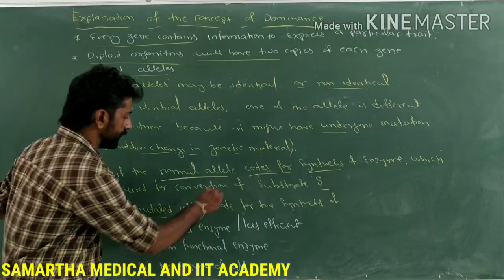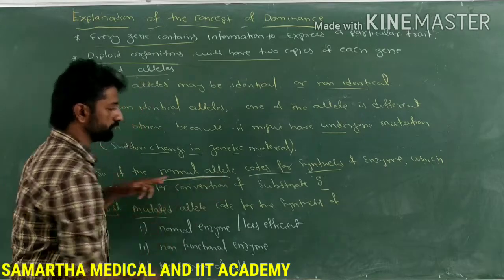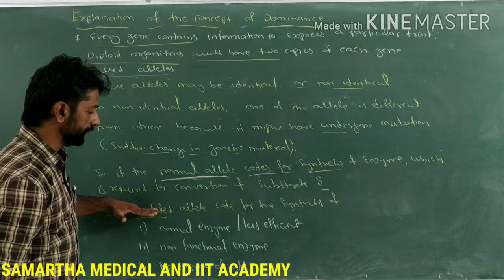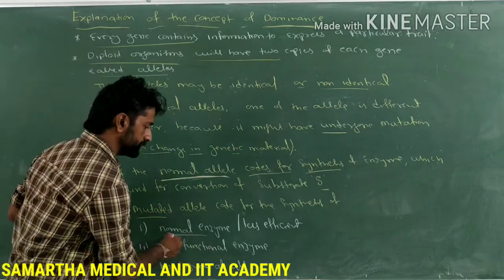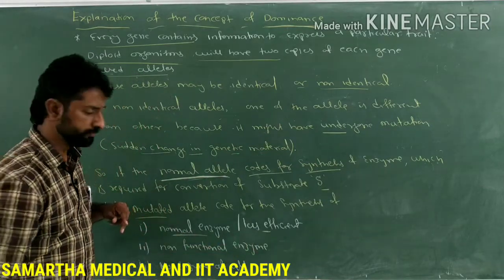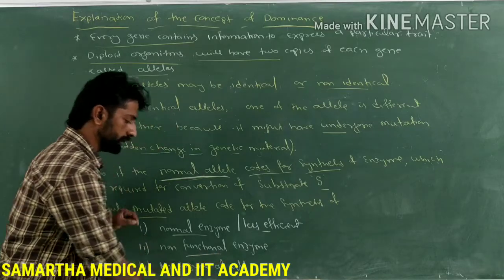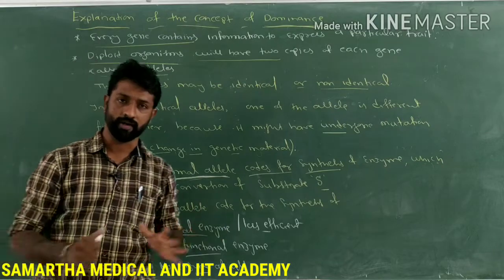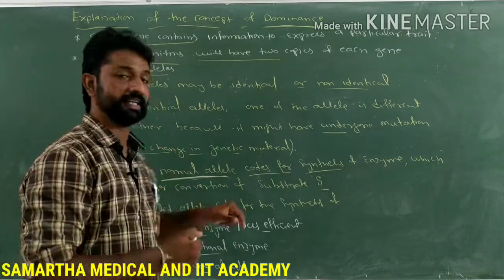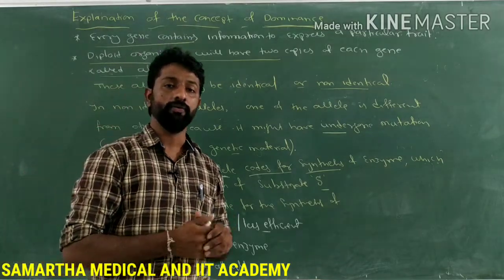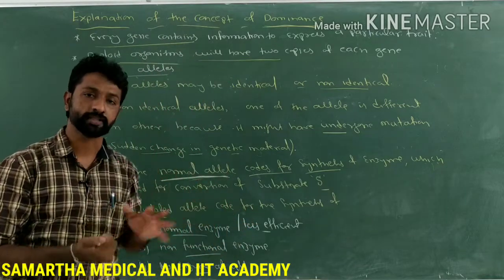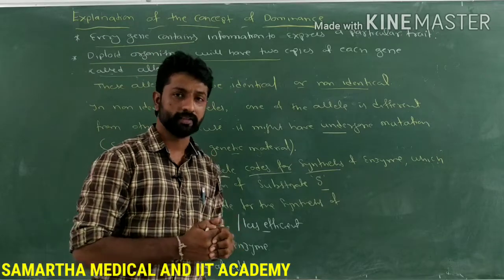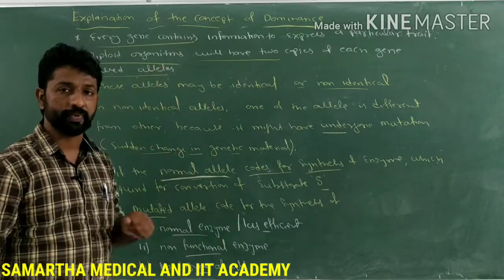But what is the function of the normal allele here? The normal allele is coding for the synthesis of a functional enzyme, but the mutated allele codes for the normal enzyme with less efficient function, or it may produce a non-functional enzyme, or it may not produce any enzyme at all. So by this example, which allele can be considered as dominant and which one as recessive? Let's see that. Before that, make a note of these points now.